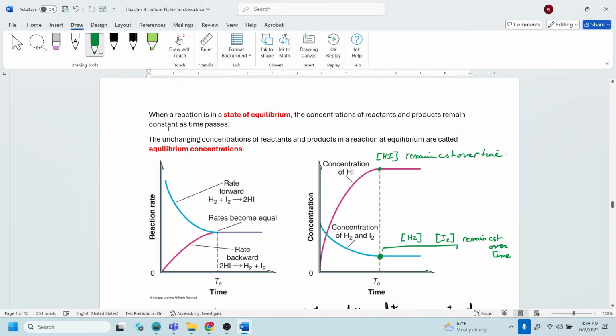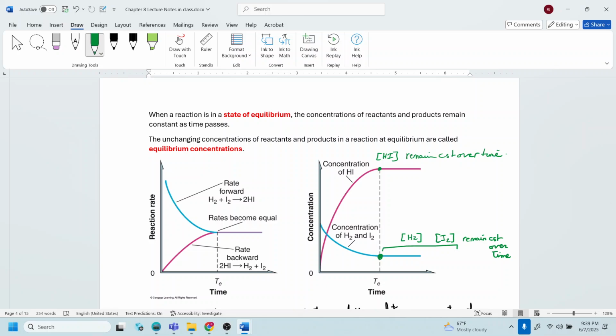So again, when the concentration of the reactants decreases and the concentration of the products increases, it will reach a time where the reactants cannot decrease in concentration anymore. The products cannot increase in concentration anymore. So the reactant concentration and the product concentration are going to remain constant. This is called a state of equilibrium.